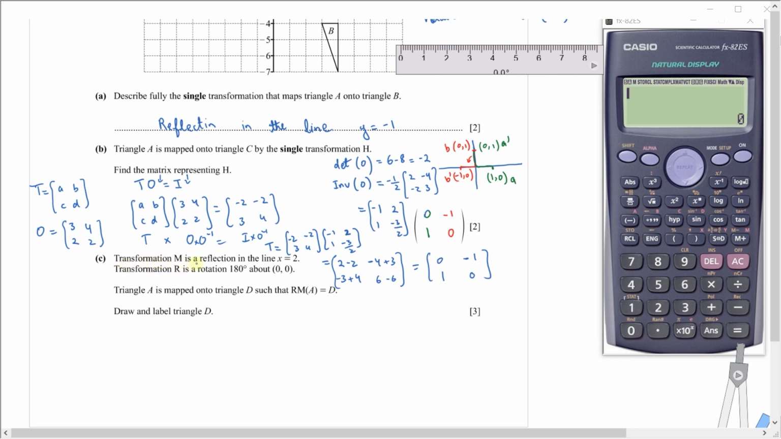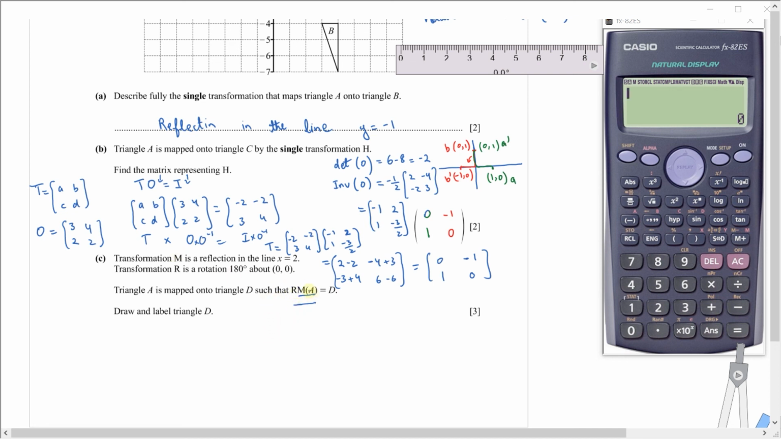Transformation M is a reflection in the line x equals 2. Transformation R is a rotation 180 degrees about 0, 0. Triangle A is mapped onto triangle D such that RM of A equals D. Draw and label triangle D. So first you apply transformation M on this triangle A, and then whatever triangle you get, you apply transformation R on that triangle.